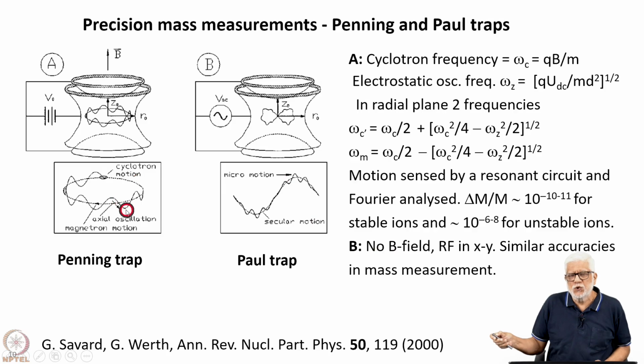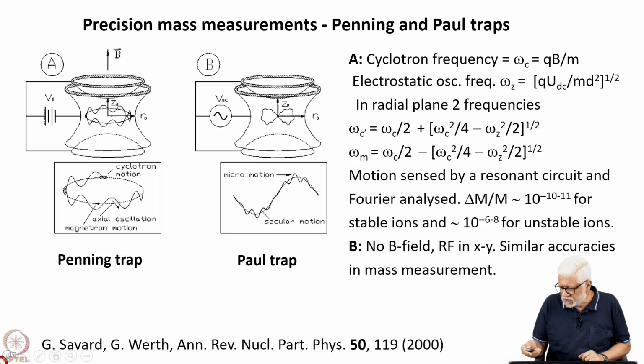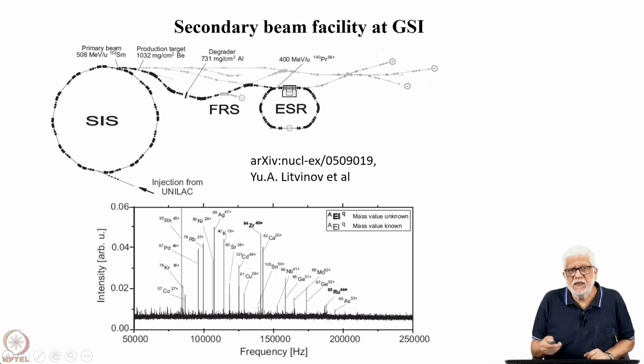In the case of the Paul trap, you have no magnetic field, but you apply RF in the x and y directions. So, you can have focusing in, let us say, the x direction and defocusing in the y, but then because of RF, in the next cycle it is the other way around, it is defocusing in x and focusing in y, and so on. So, you can trap this ion here, and then again you use the same principle of a pickup. This is sensed by a resonant circuit, and you can get the mass of the ion depending on what its resonant frequency is. So, this is the review article where these things are discussed.